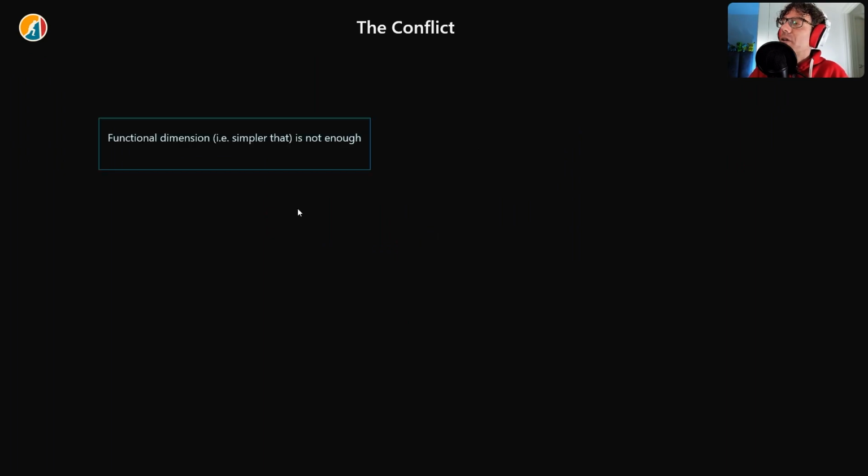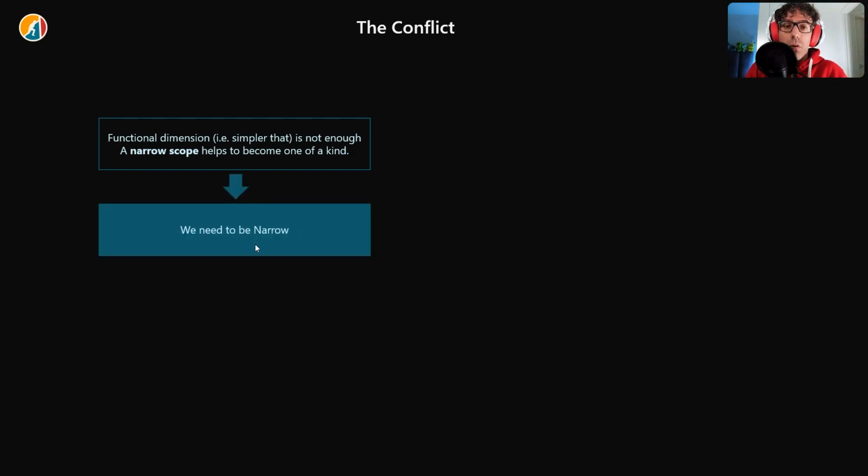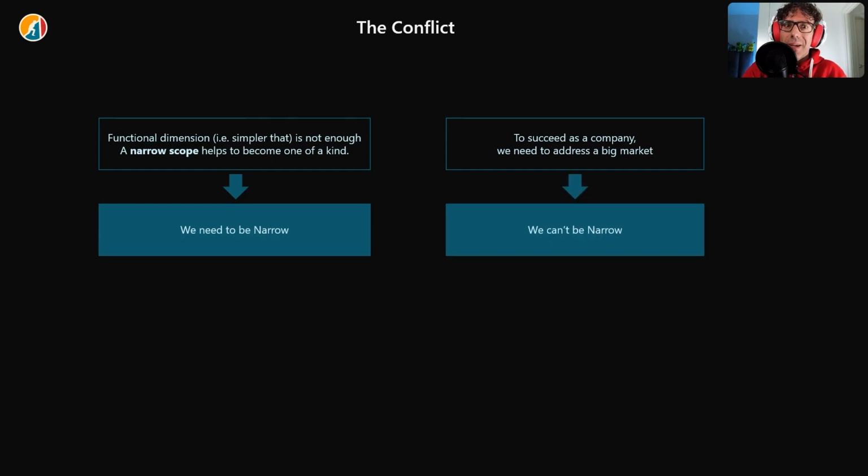So we can formalize the conflict as, okay, there is the functional dimension, the simpler that. But that is not enough because there are other 20 apps that follow the same route. So we need more than that. A narrow scope is one of these things that can help us achieve that, I choose you over another. So we need to be narrow. On the other hand, we need to grow as a company. So we have to address a big market. So we can't be narrow. So what do we do here?